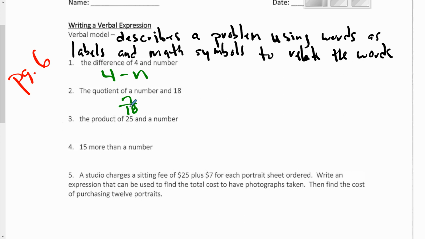Number 3 says the product of 25 and a number. Product means multiplication. So we're going to write 25n. Again, we write them right next to each other. We don't put a multiplication symbol. And then we have 15 more than a number. So more than means addition. So we'll do n plus 15. So again, there's a little cheat sheet on page 6 in your textbook if you need some help with some of those keywords.